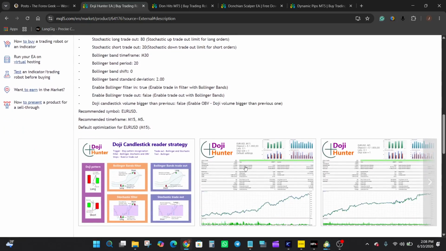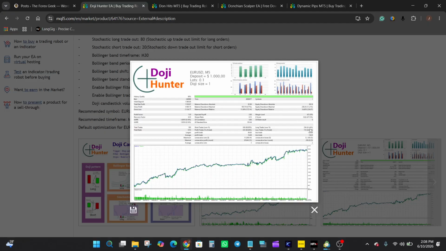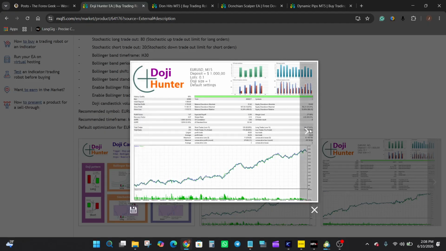All right, let's just briefly look at the backtest results that we have displayed here on the marketplace. From an initial deposit of $1,000, total trades to about 286, I think, and we are seeing that the net profit was about 3,705 or so. All right, so here we are seeing the lot size was 0.1.